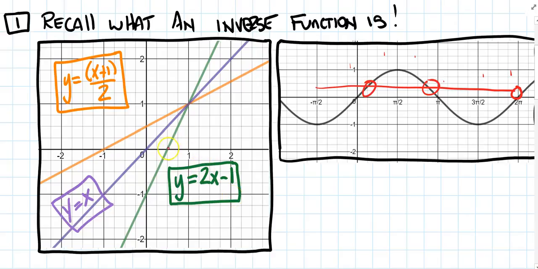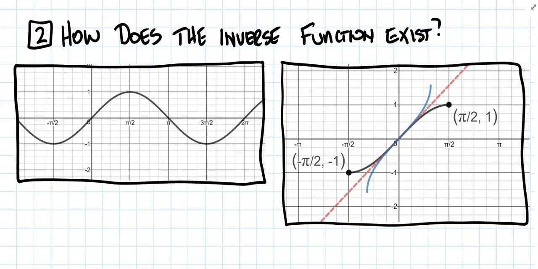Remember, if this is a point on my function, let's say the point (1/2, 0), then I am guaranteed the point (0, 1/2) will be on the inverse. So remember, you just flip the x and the y. Also remember that the domain and the range flip-flop in terms of inverses and functions. That's all review, but there is something tricky going on here, and we have to talk about it in box number 2. Okay, here's box number 2.